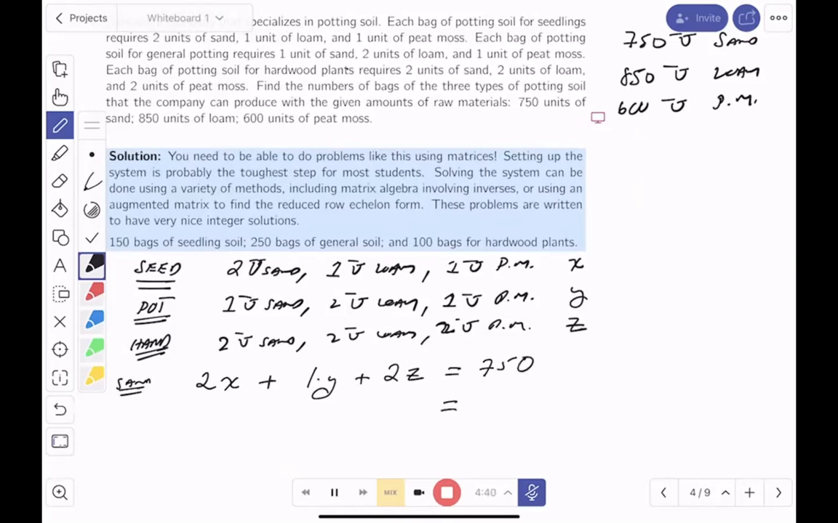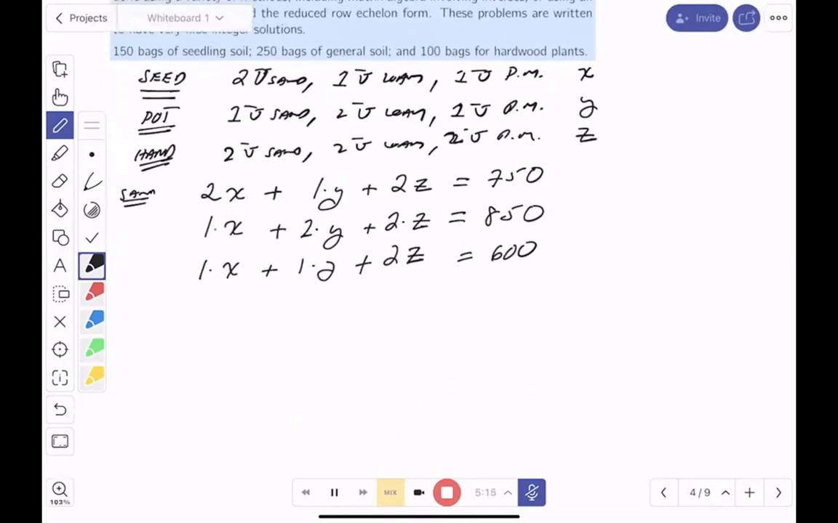All right, let's go to loam. There's 850 loam. Every bag of seedling requires 1 unit of loam. Every bag of potting requires 2 units of loam. And the last one, the hardwood, also requires 2 of the loam. How about the peat moss? There's 600 units. Looks like 1, 1, and 2.